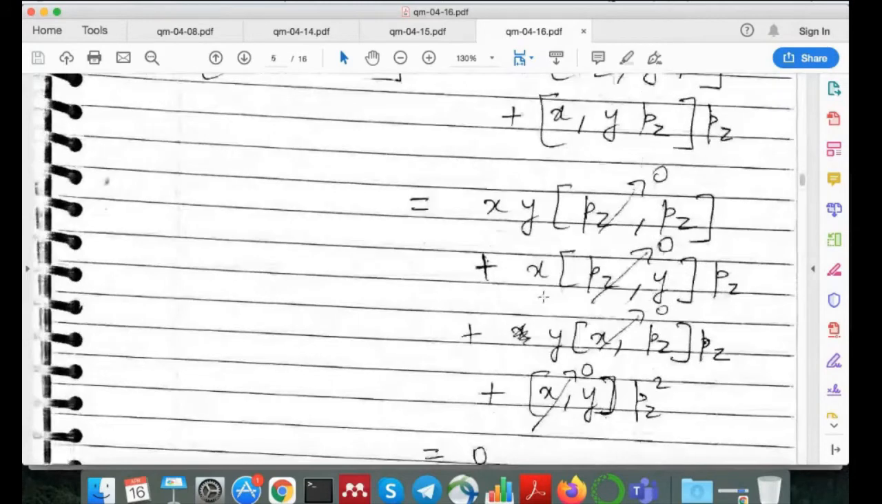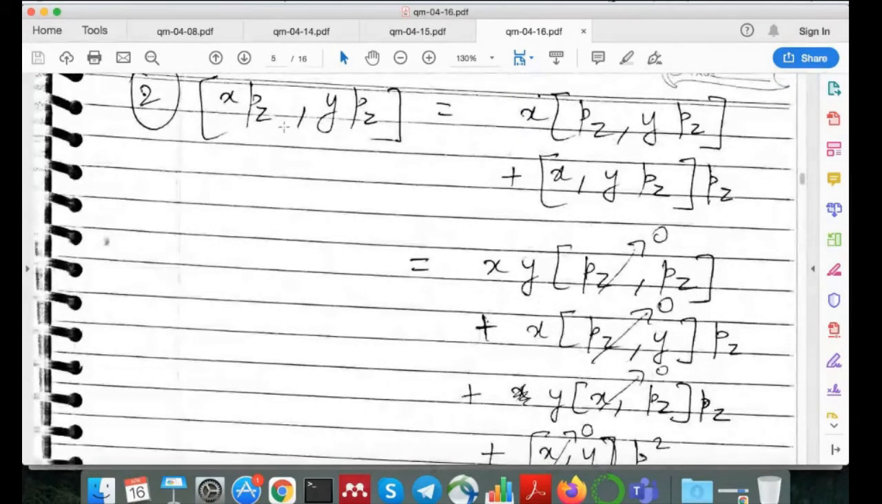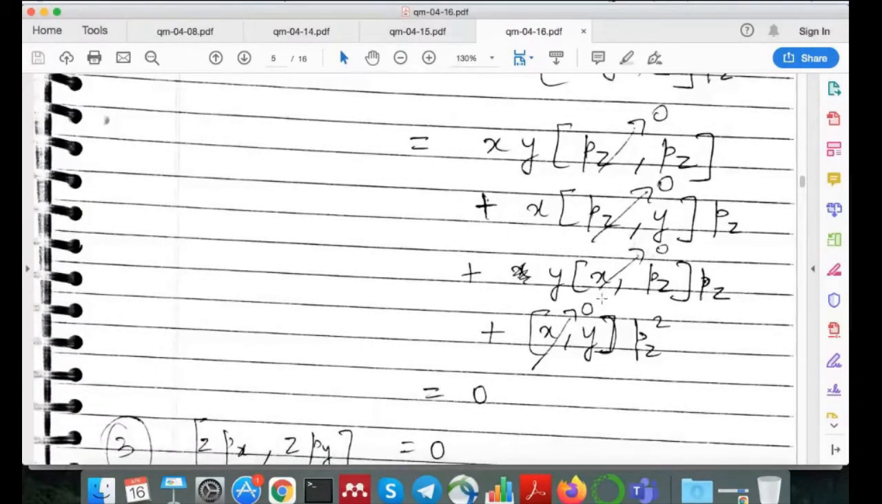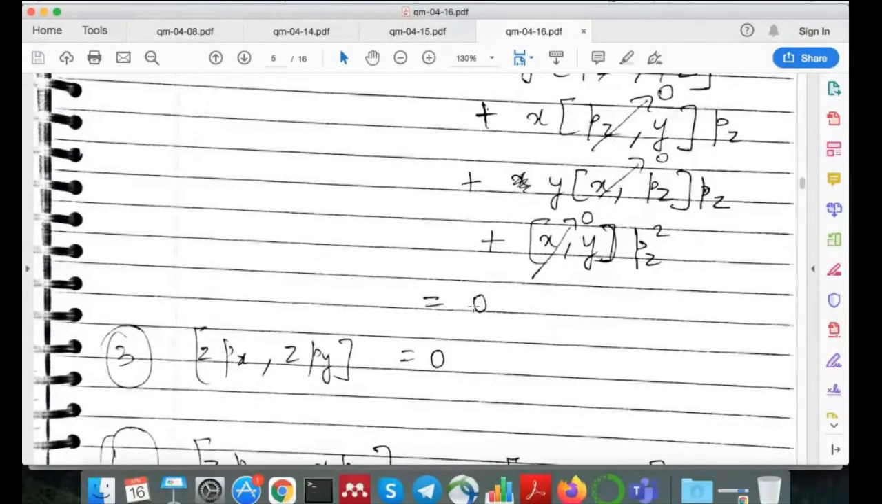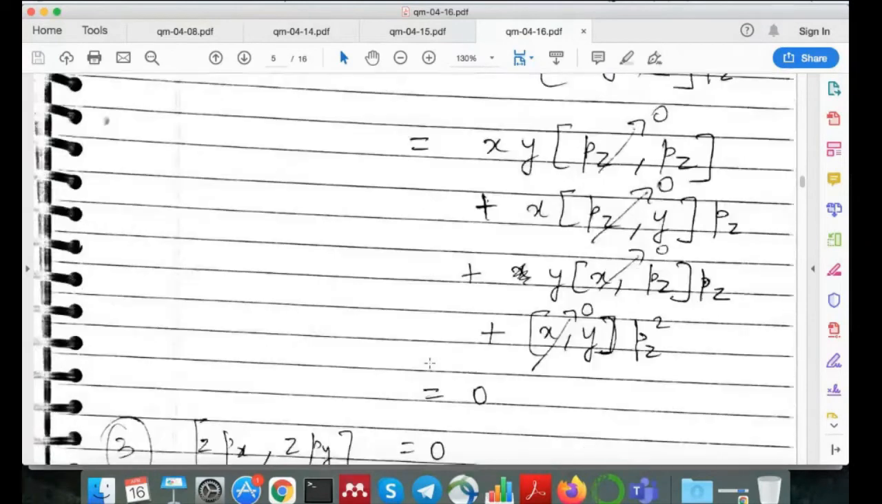Similarly, you can do it for the second term. The second term was the commutator relation [x pz, y pz]. When you do this, first you apply the distributive properties and then you see what commutators turn out to be 0. And here all the terms turn out to be 0. So this one is 0. Similarly, the third commutator relation also turns out to be 0.